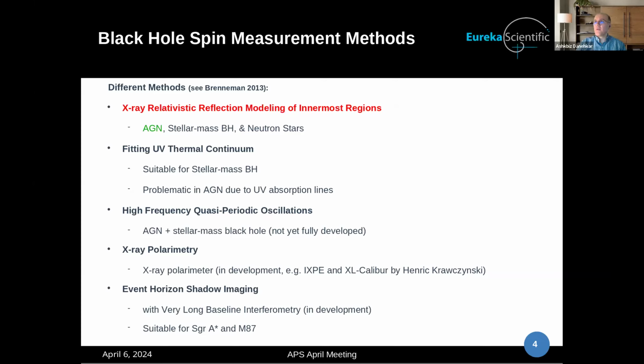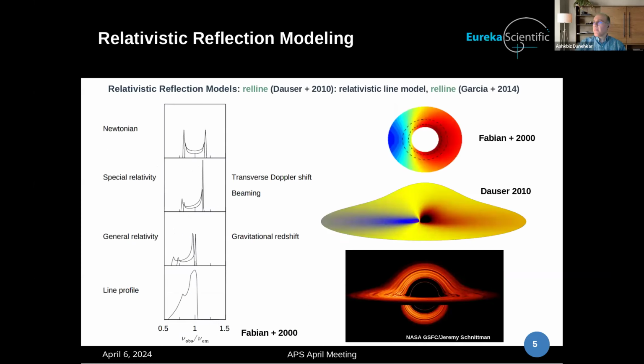There are different methods for spin measurements. X-ray reflection modeling is currently the best method for AGNs. There is also fitting the UV continuum, but it needs a high-quality UV spectrum, and quasi-periodic oscillation modeling, which is under development, and polarimetry, also under development. Event horizon imaging is only suitable for nearby AGNs.